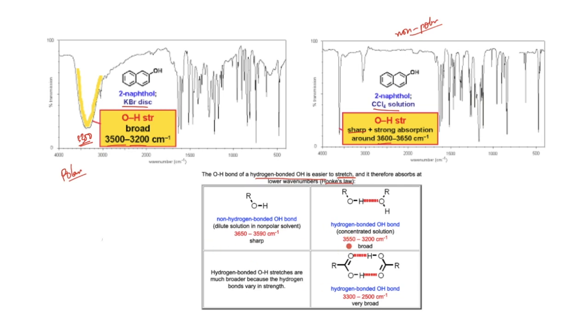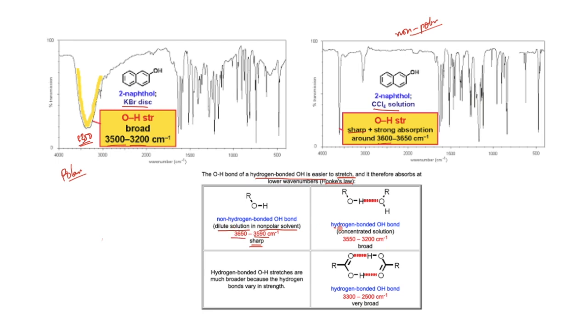Now there are 3-4 types of OH which are discussed over here. Let's say I have a non-hydrogen bonded OH, and I have a dilute solution of that in a non-polar solvent. If I have a dilute solution, obviously the intramolecular or intermolecular hydrogen bonding will be less over there. That's why we have taken a dilute solution. So there you will get a sharp peak at 3650 or 3590 centimeter inverse, so that's the range of it.